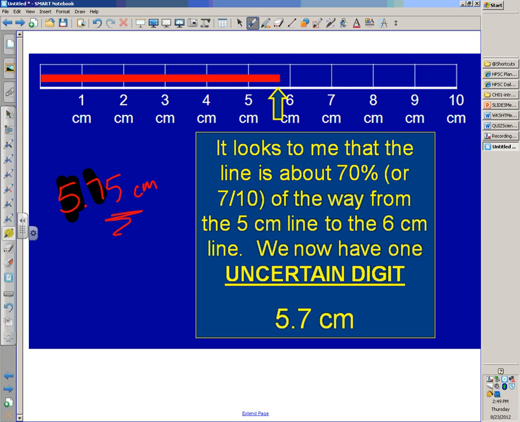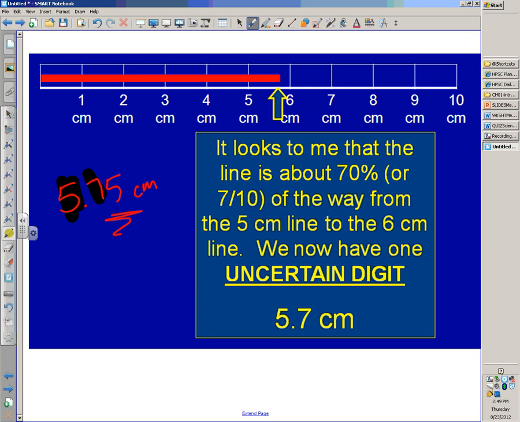But if the 7 is certain, how do you know that? No, the 7's not certain. Now if I write 5.75, it is. And how come that can't be the case on this ruler? Katie, go ahead. Because it doesn't show the tenths.